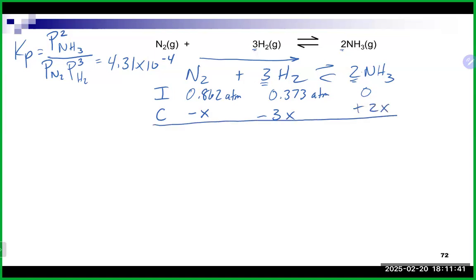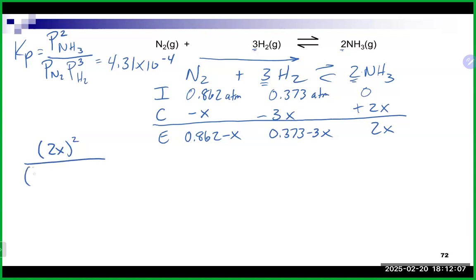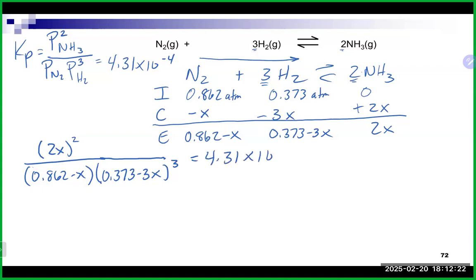As we bring it down here, I can get rid of the units for simplicity's sake, so we don't have a lot of units in our way as we're doing a bunch of math. First off, any questions on the table here? This goes into our expression: 2x, squared, divided by 0.862 minus x times 0.373 minus 3x, cubed, and that is going to equal 4.31 times 10 to the minus 4.